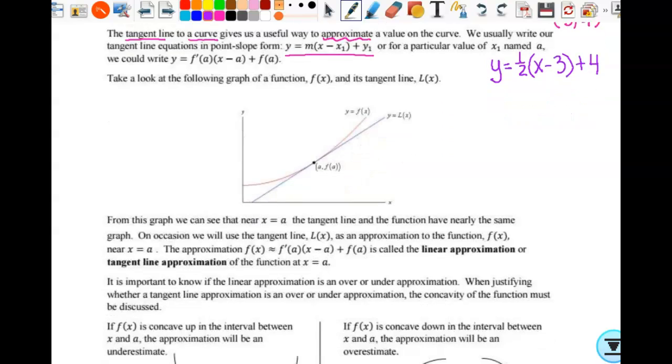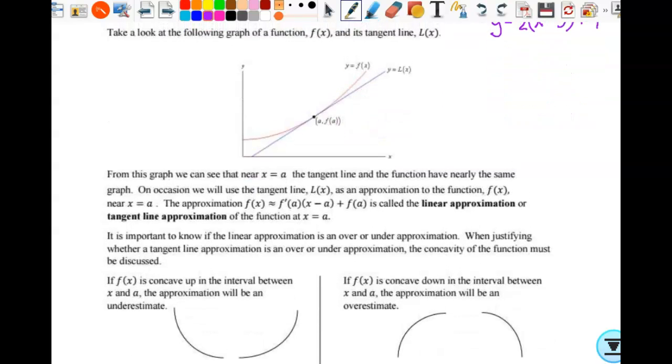Okay, so from this graph we can see that x equals a, so there's my a value, right? The tangent line and the function have nearly the same graph. Really close in here when we zoom in. It's nearly the same. Obviously it's very different as we go out, but on occasion we'll use the tangent line, which is L of x, as an approximation for the function.